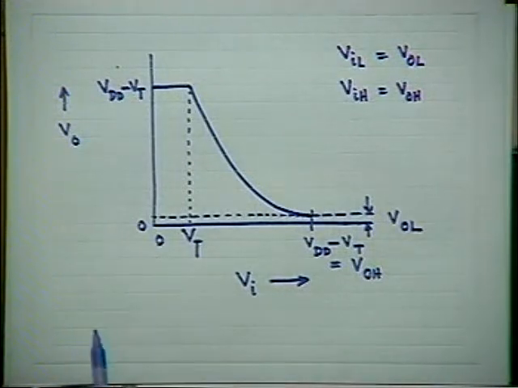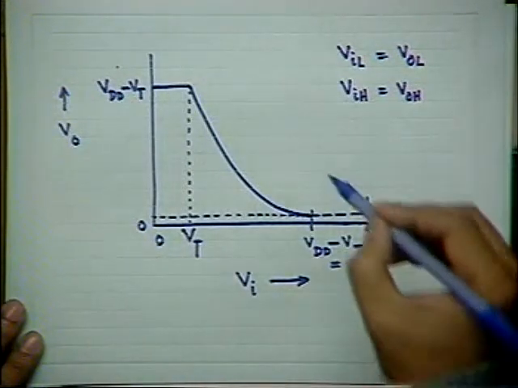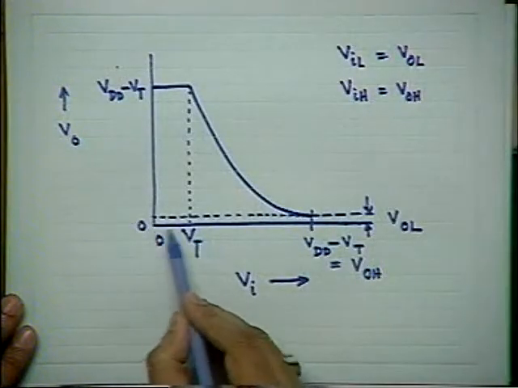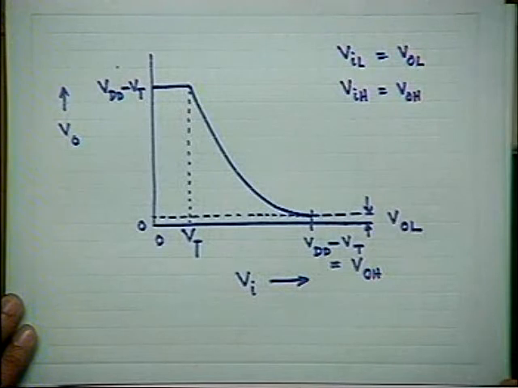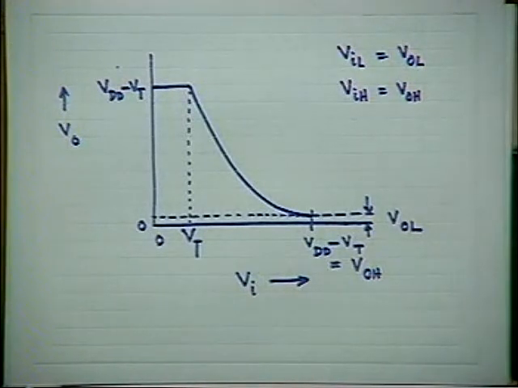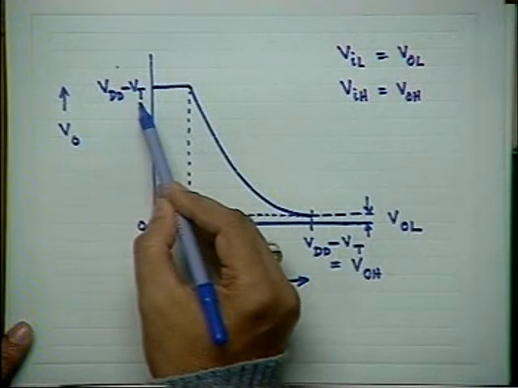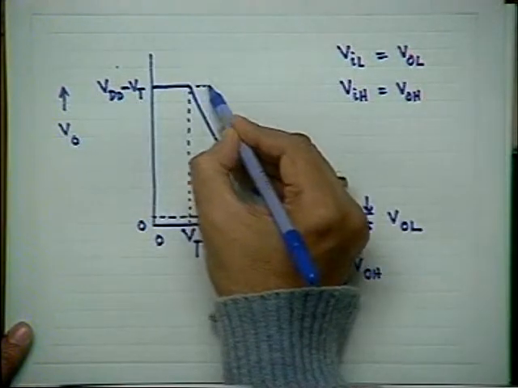Now you look at this characteristic. This I have done for a particular value of beta R, which is constant. You see that for input voltage from 0 to Vt, the driver transistor is off. When the input voltage is less than Vt, the driver transistor is off, and therefore the output voltage should be maximum, and that will be equal to VDD minus Vt, which is my VOH.